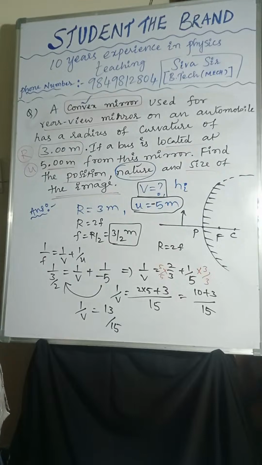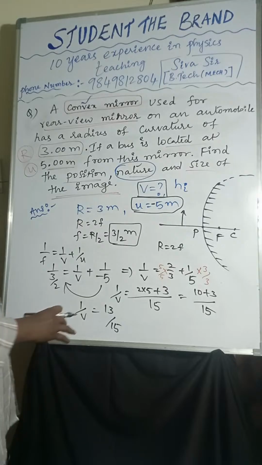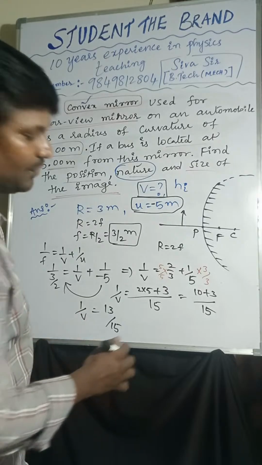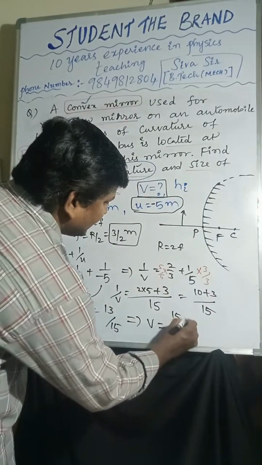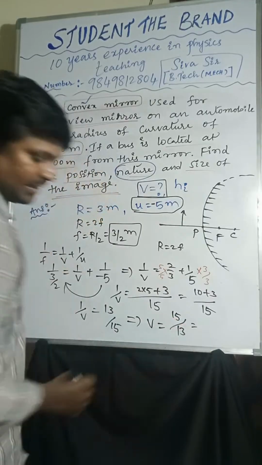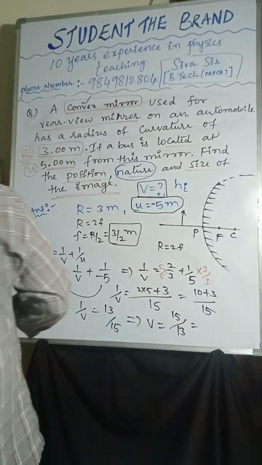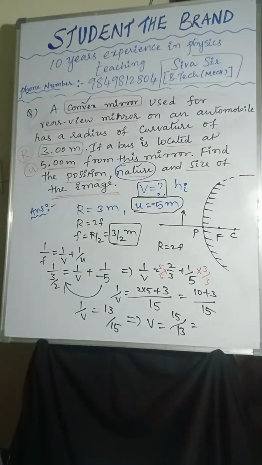How much will you get? We want the v value. We want only the v value, we don't want another value. So the v value will be 15 by 13. How much will you get? Can anyone solve this and let me know how much value you get? I'm expecting answers from you all.